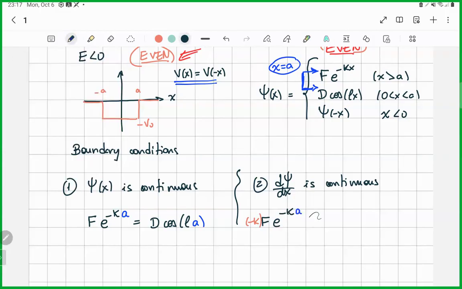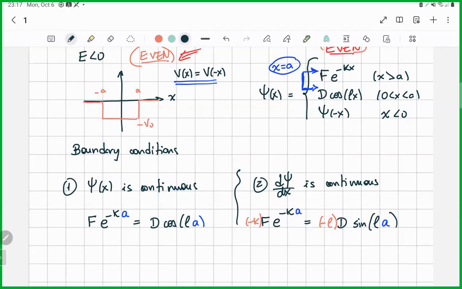All right, and on the other side, we have the cosine. So we have the derivative of the cosine, which gives us minus L sine L, and we are evaluating at a. Very good. Okay, so what can we do with these two equations?